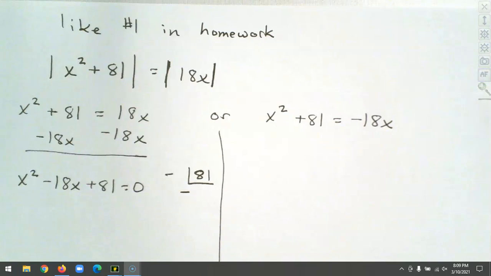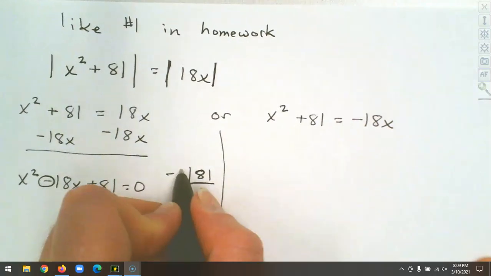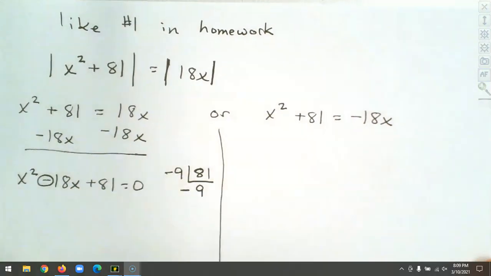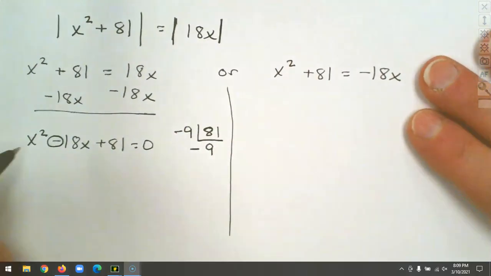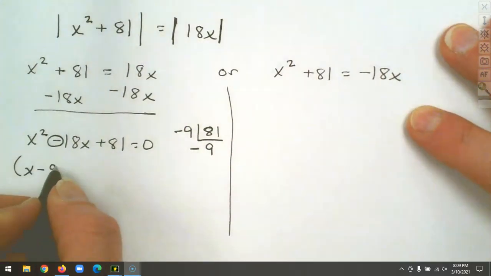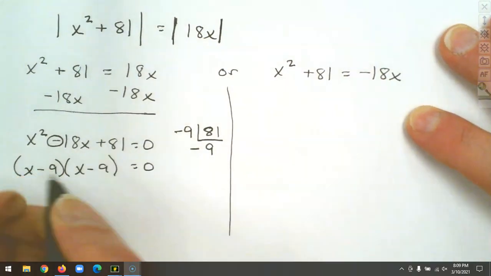Well, I'll give you a hint. 81 is a perfect square of what? 9, right? Okay, 9 times 9 is 81. The sign in the middle is negative. So we'll use a -9 and a -9 because -9 minus 9 is a -18. And the double negative when you multiply makes it that positive 81. So that factors then into x minus 9, x minus 9, and these are the same.